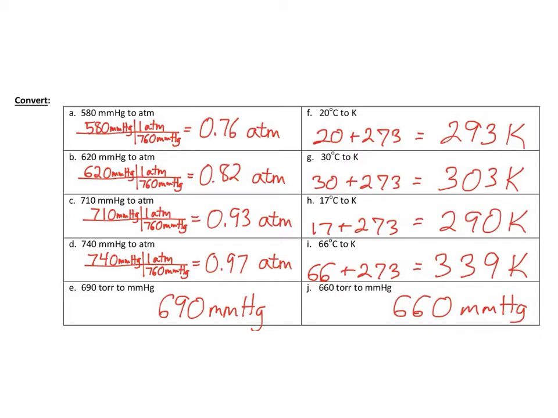In converting from millimeters of mercury to atmosphere, you divide by the standard of 760 millimeters of mercury to convert to atmosphere. Torr and millimeters of mercury are the same thing, so there's no change in the number, only a change in the unit. To convert from degrees Celsius to Kelvin, you simply add 273.